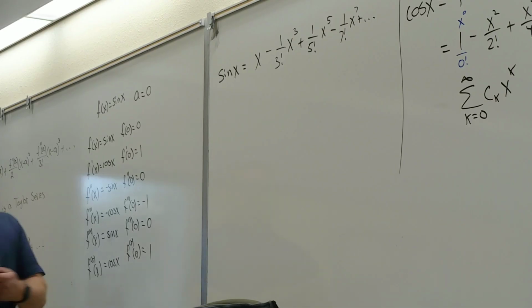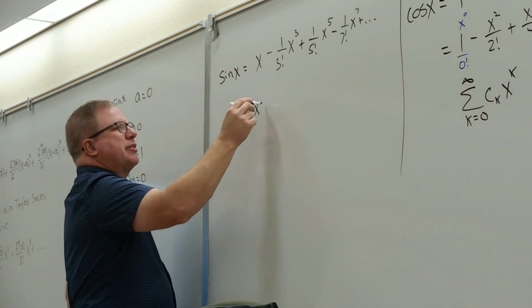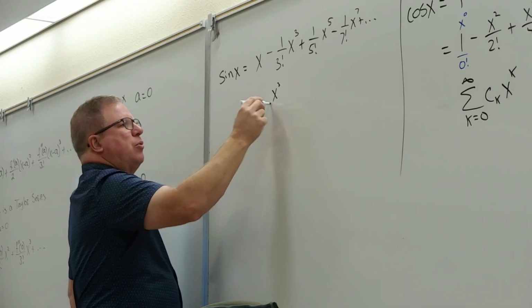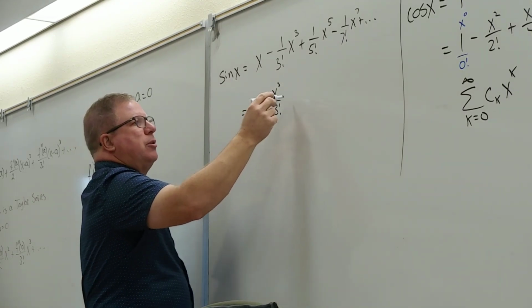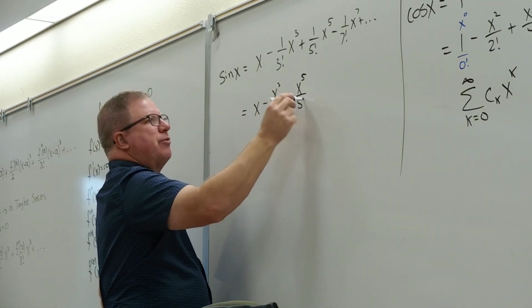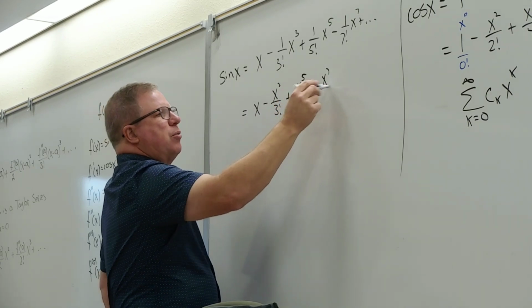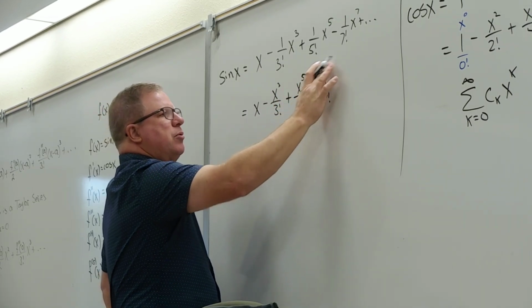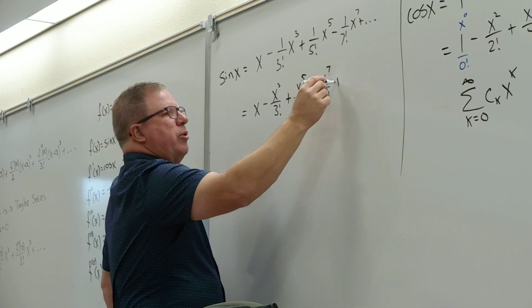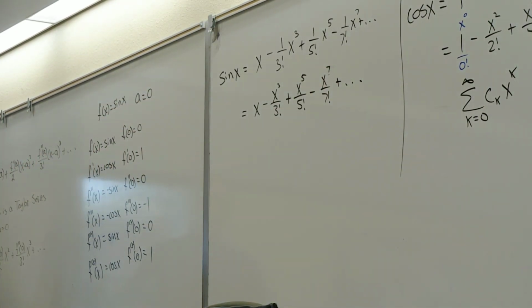Any questions there? So this is more traditionally written as x minus x cubed over 3 factorial plus x to the 5th over 5 factorial minus x to the 7th over 7 factorial plus dot dot dot. Goes forever. Continue the pattern forever.